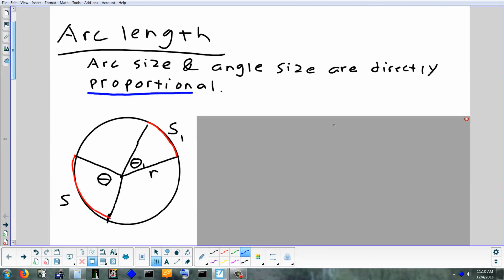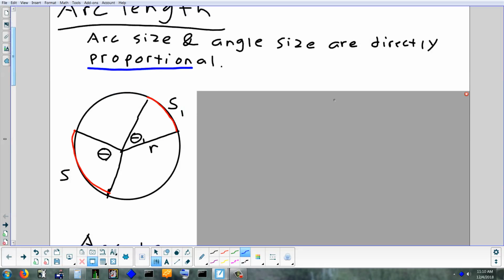All right, so what I've drawn here, kind of like the other diagram, except I've put two angles in the same circle. I've labeled each angle using theta. One of them is theta, one of them is theta 1. And then the arcs that are created from those angles are S, created from angle theta, and S1, created from angle theta 1. And R is just there to mark the radius. I didn't label all four of those as R, but they're all R. It's the radius. Okay, any questions on that picture?